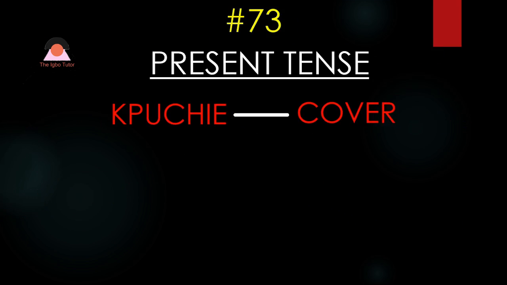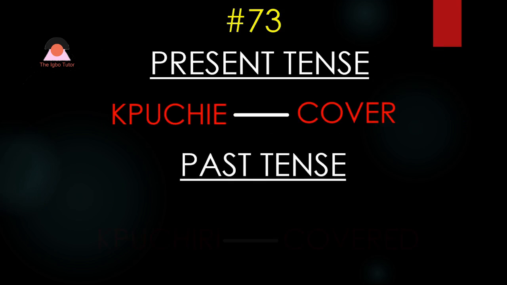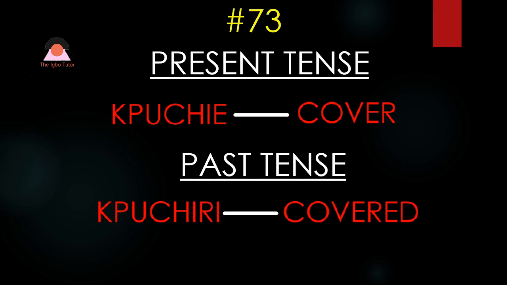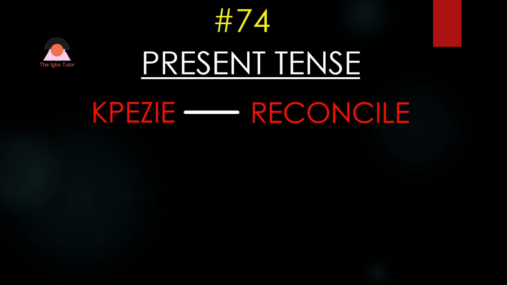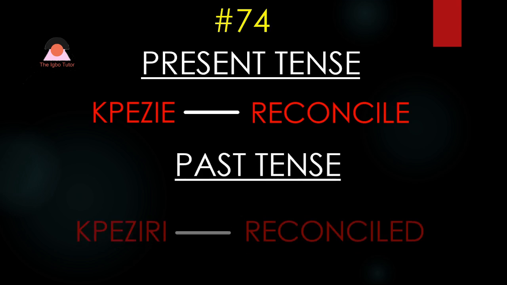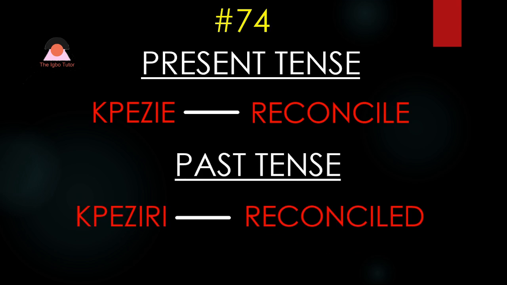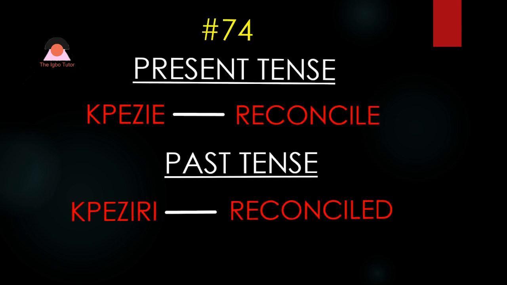We go to 73, and the word is buchie. Buchie means cover. Let's look at the past tense of buchie. It is buchiri, covered. 74. Bezier means reconcile. What is the past tense of bezier? It is beziri, reconciled.